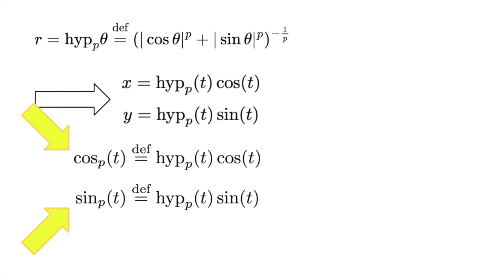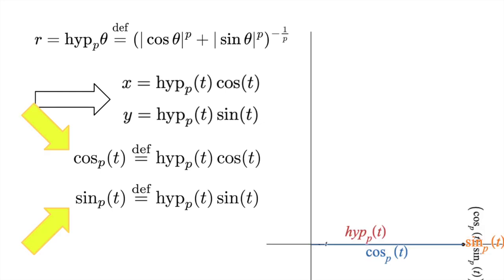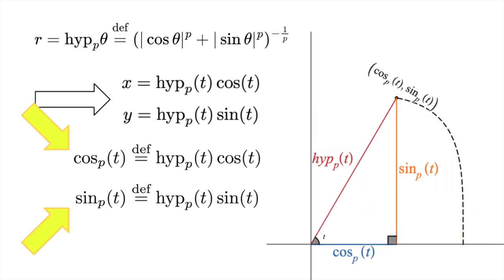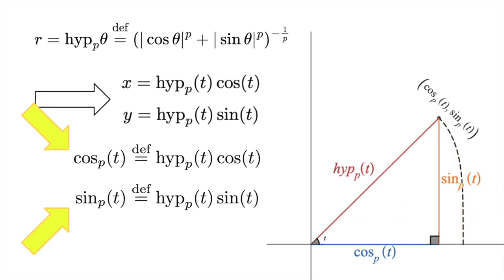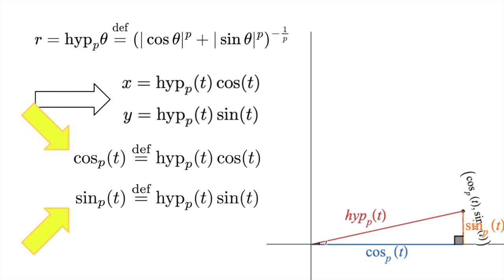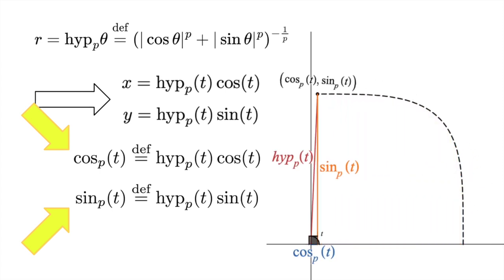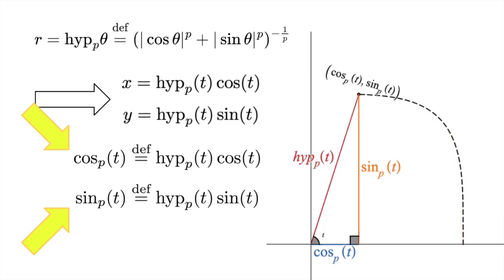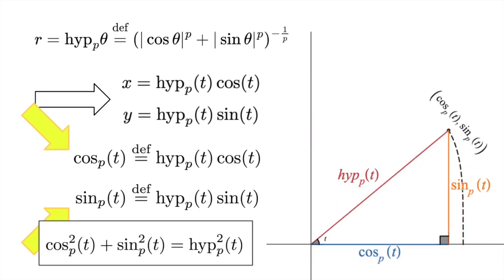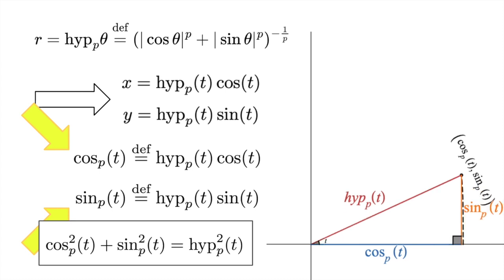You can visualize cos and sine base p as the lengths and heights of triangles inscribed between that pth degree unit squircle, the x-axis, and the y-axis, similar to the geometric visualization of base 2 trig in a unit circle. Here you can also see why I named it the hypotenuse function, since height base p of t is the length of the hypotenuse of this triangle, an identity easily derived from the Pythagorean theorem.